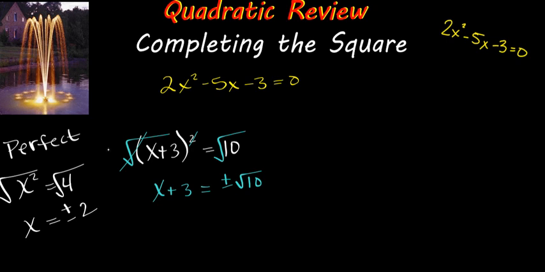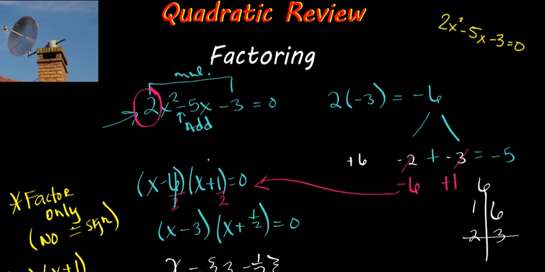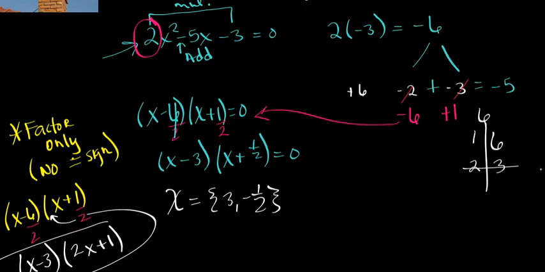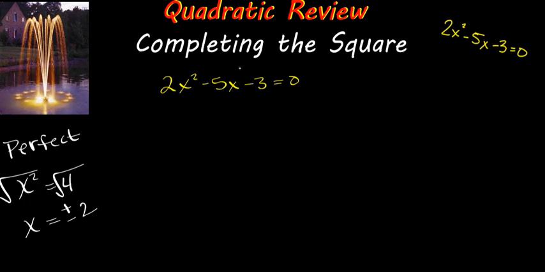We need to come up with a parenthesis that is multiplied times itself. Now, if you were paying attention, this parenthesis does not do that. This equation, sorry, it factors to x minus 3 and 2x plus 1. So what we're going to do is make this equation do what we want it to.